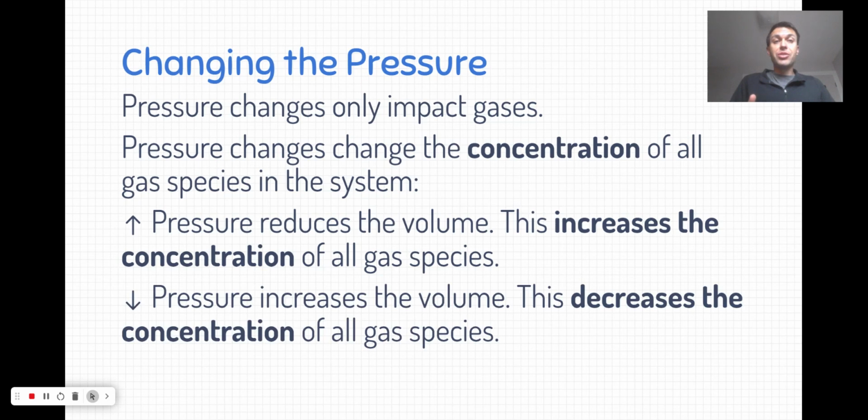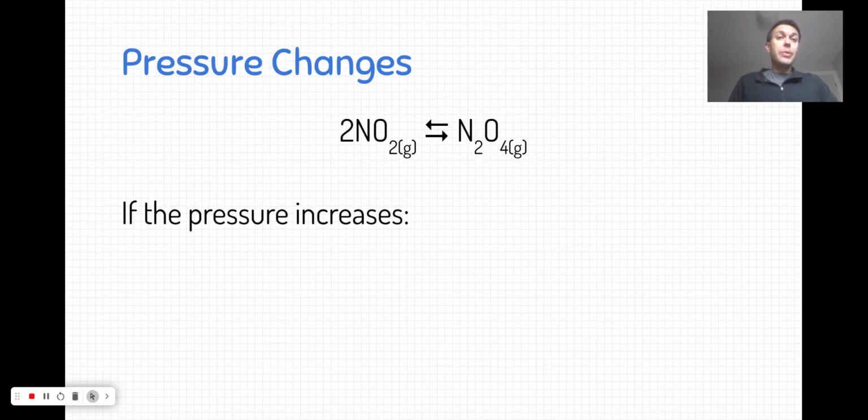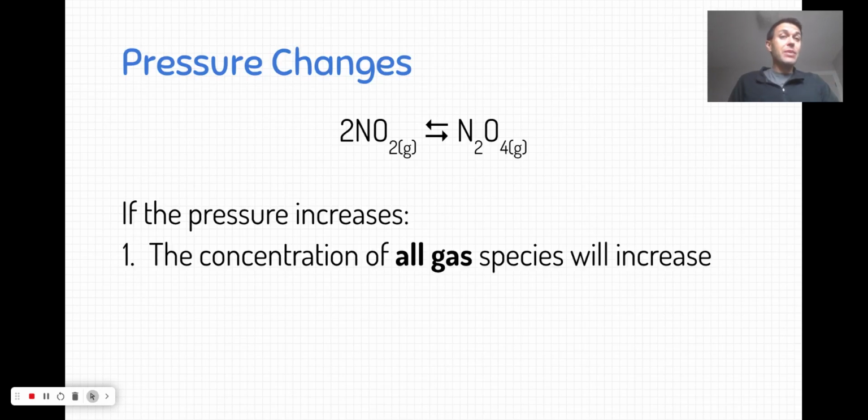When we decrease the pressure, we can do so by increasing the volume. This will decrease the concentration of all gas species, because we are going to have the same quantity of gas particles in a larger volume. Let's consider that same nitrogen dioxide, dinitrogen tetroxide equilibrium system. If we were to increase the pressure on this system at equilibrium, that would immediately increase the concentration of all the gas species, both the nitrogen dioxide and the dinitrogen tetroxide, because we are going to have the same quantity of each chemical in a smaller volume.